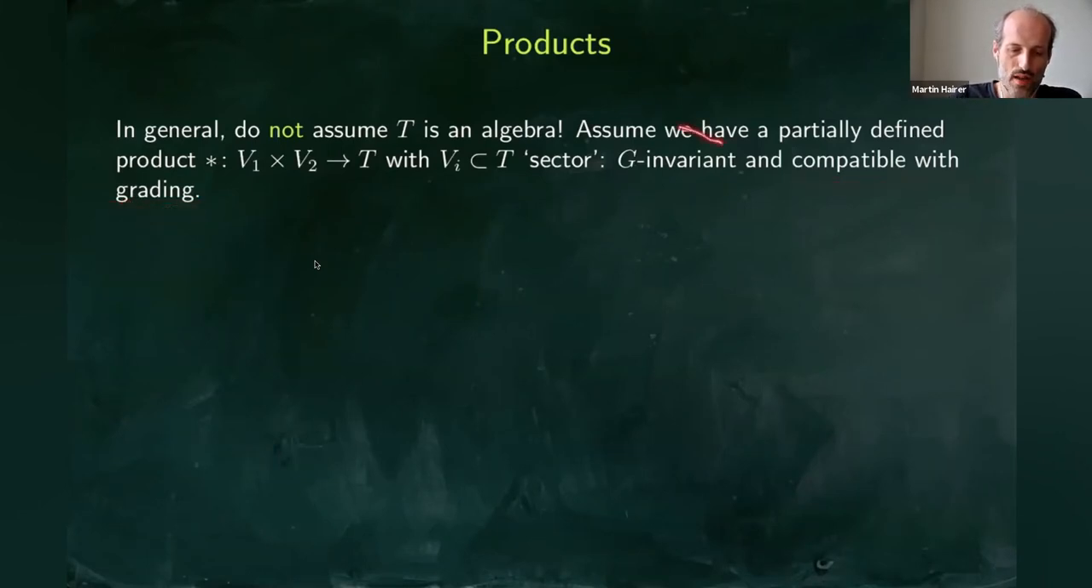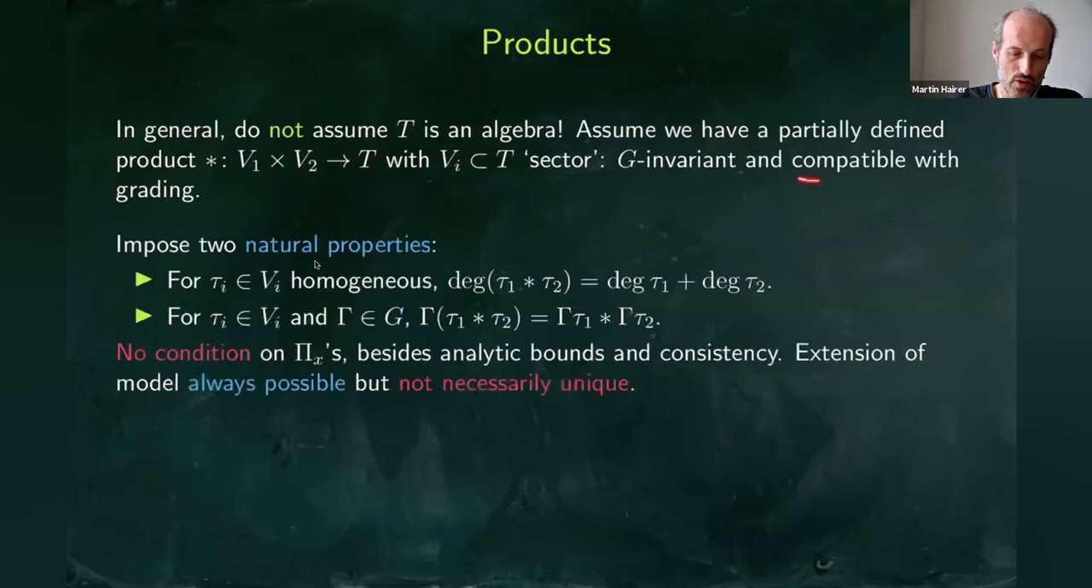So that's what I mean by compatible with the grading. And then in general you would want G invariance. What does this G invariance mean? Compatible with grading is what I just mentioned: the degree of the product is the sum of the degrees. G invariant means that if you take an element of your group G and you apply it to a product, then that's the same as applying the element to both of the factors separately and then multiplying.